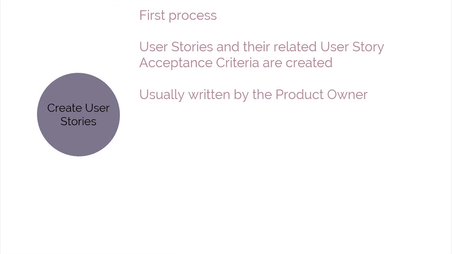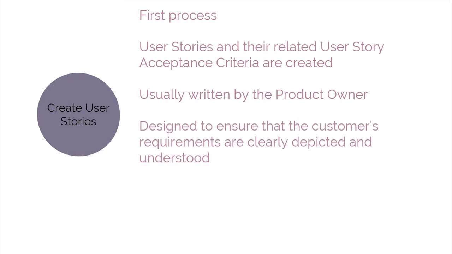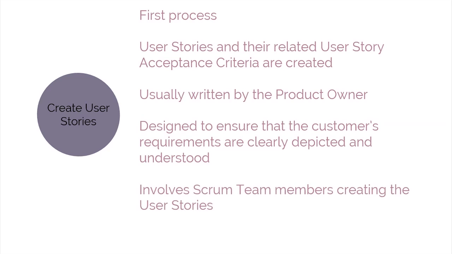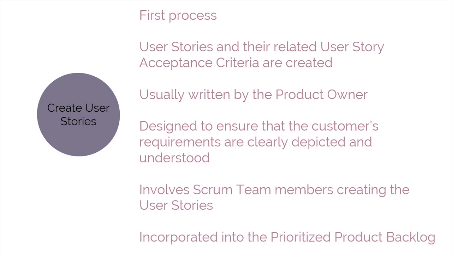User stories are usually written by the product owner and are designed to ensure that the customer's requirements are clearly depicted and can be fully understood by all the stakeholders. User story writing exercises may be held. This involves Scrum team members creating the user stories. User stories are incorporated into the prioritized product backlog.